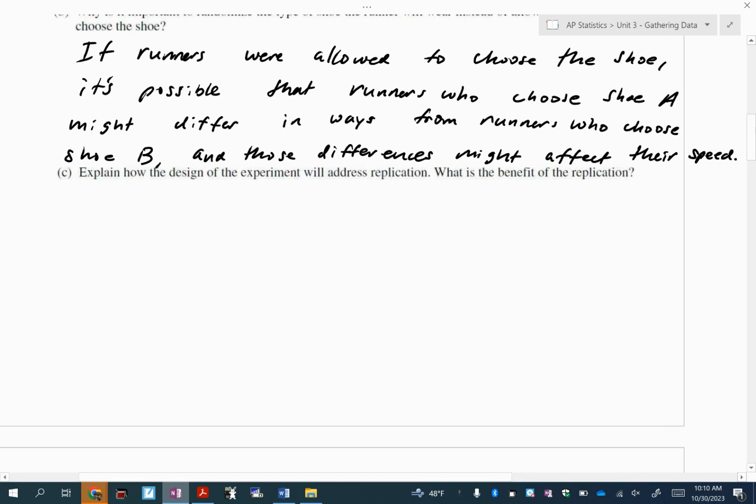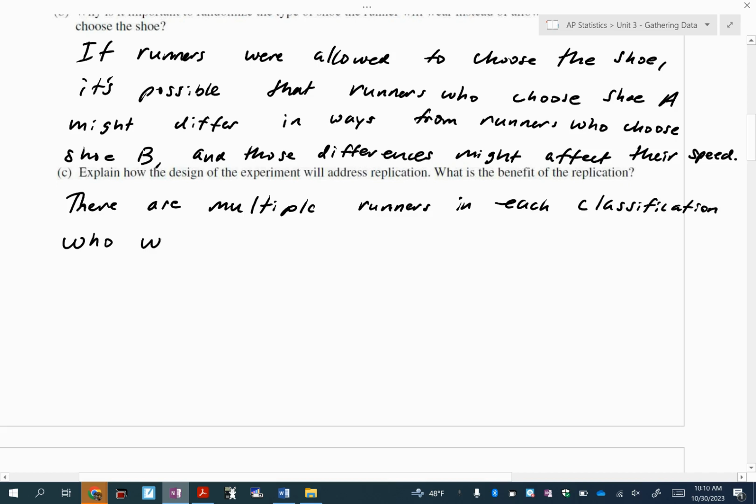So the first thing is they're replicating by assigning more than just one runner in each classification to wear the shoes. So there are multiple runners in each classification who will wear the shoes. That's how you spell wear. There we go. Sorry about that.